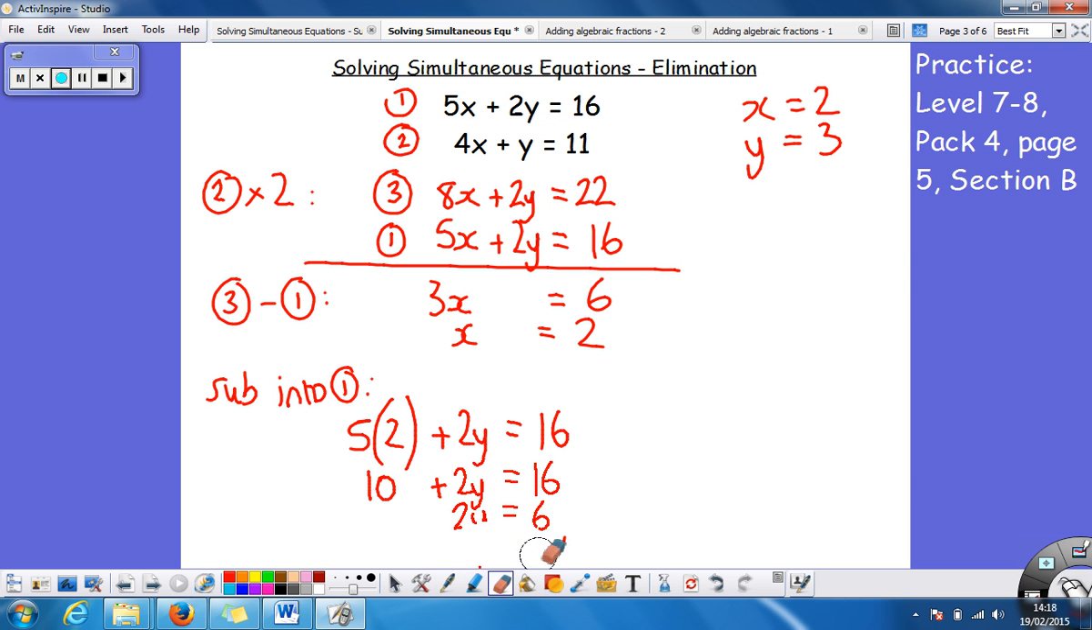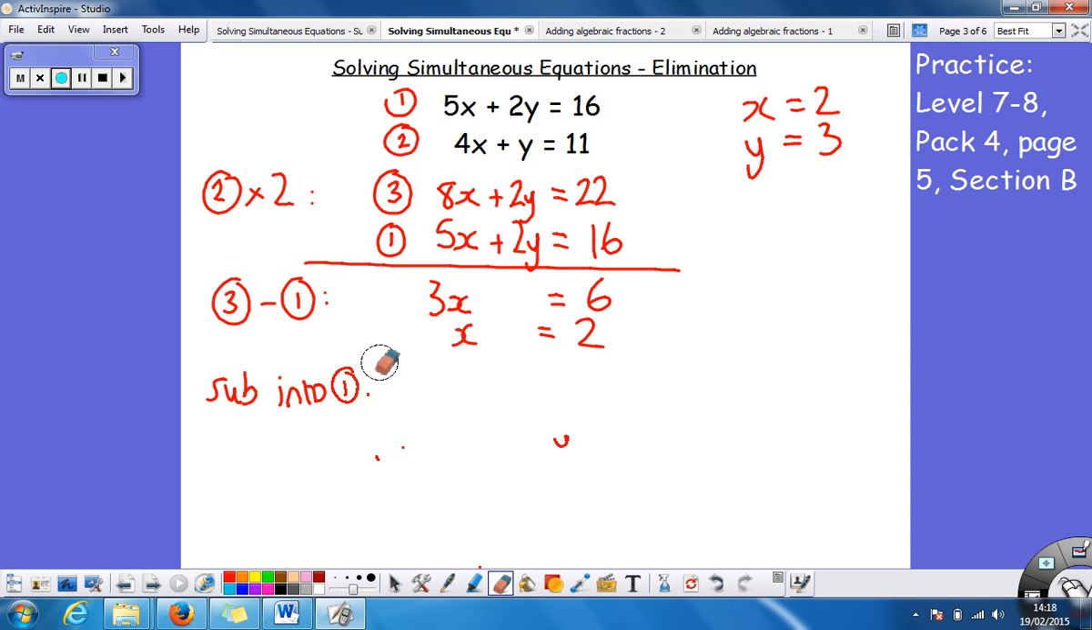Check it by making sure it works in equation number 2. Remember, we used equation 1 here to work out our value of y, so when I check, I'm going to use the other equation.